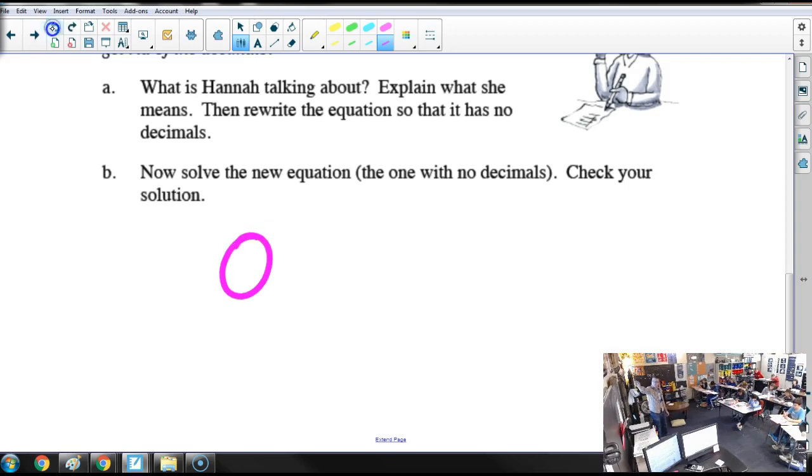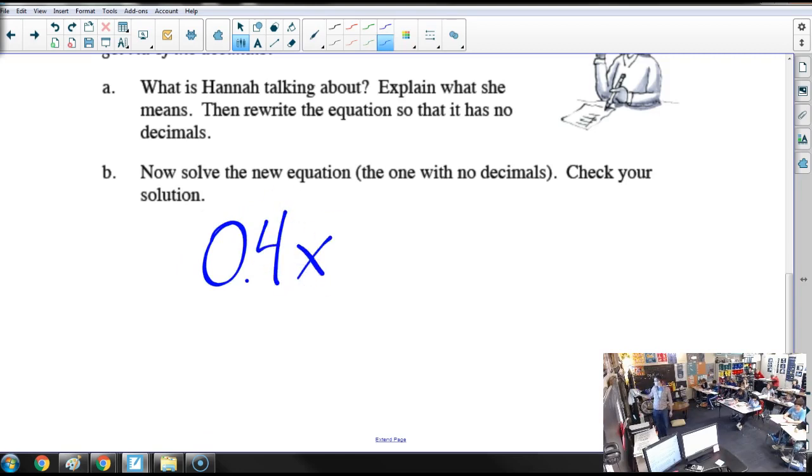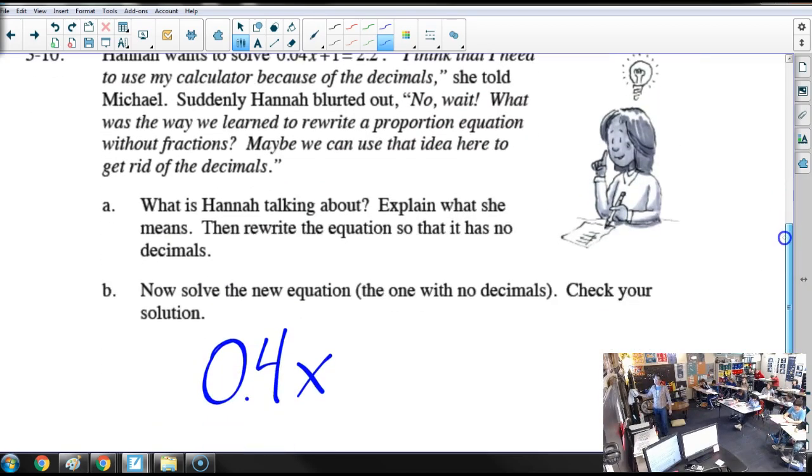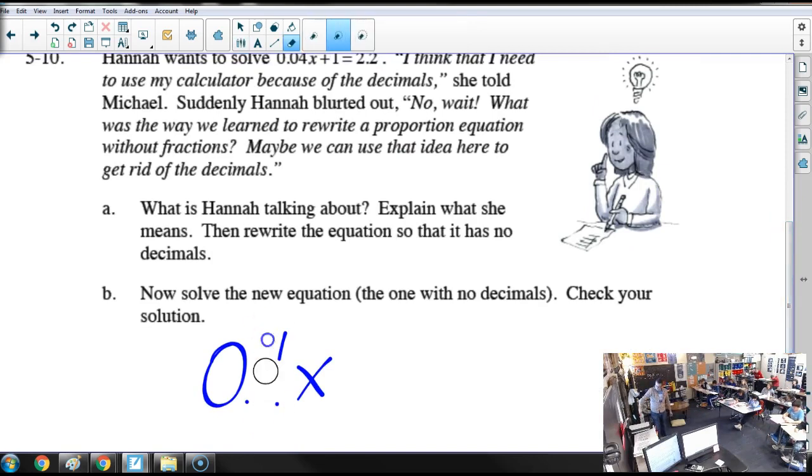That's a marker. I like the highlighter. You write with the highlighter. Hey, be nice. 0.4, 0.04, made a mistake.